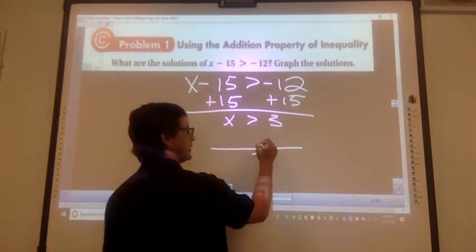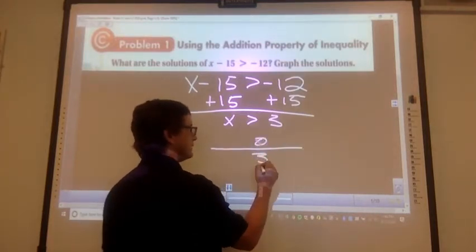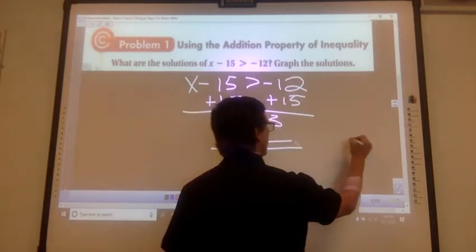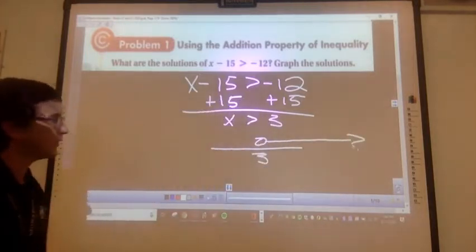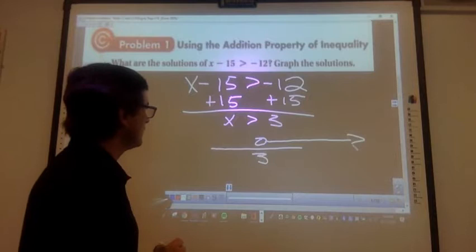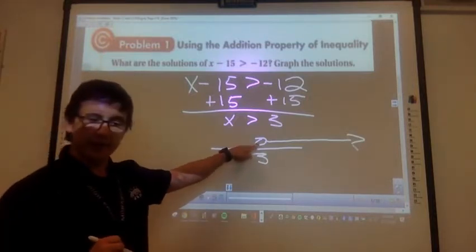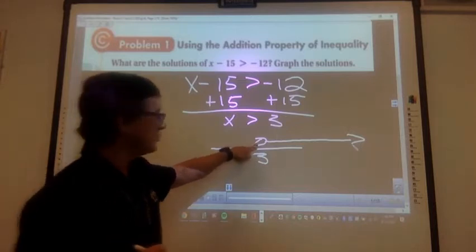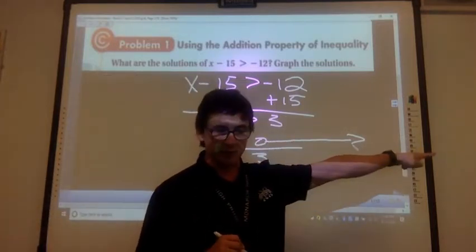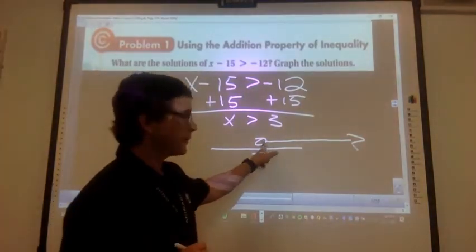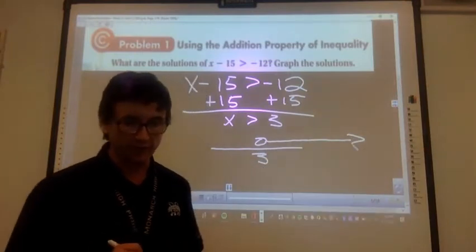So we have our 3 below the line. And then, ooh, that was strangely laggy on the old smartboard. So 3, it's an open dot because it does not include 3, but it does include every single number greater than 3. How many numbers are there greater than 3?